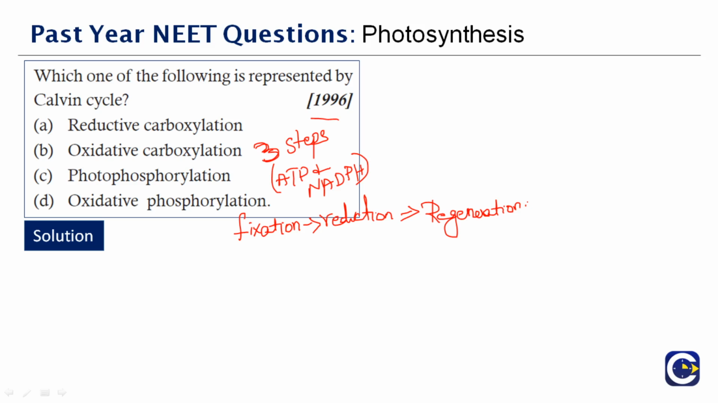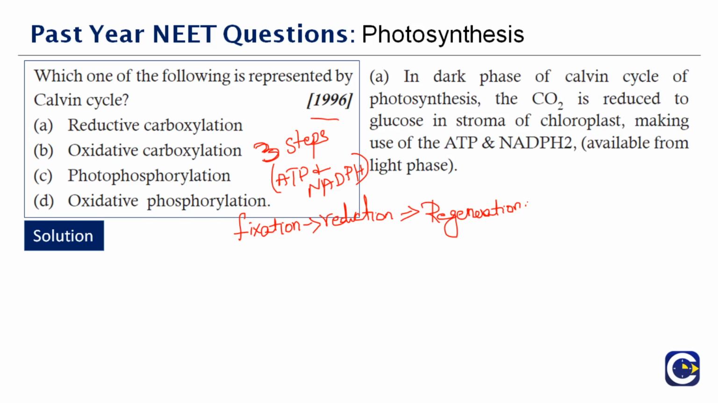In the dark phase of the Calvin cycle of photosynthesis, carbon dioxide is reduced to form glucose in the stroma of the chloroplast, making use of the ATP and NADPH available, which as I said require light. Now this reduction process requires reductive carboxylation. Therefore the correct answer to this question is option A.